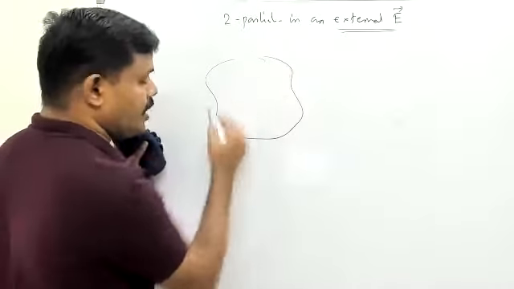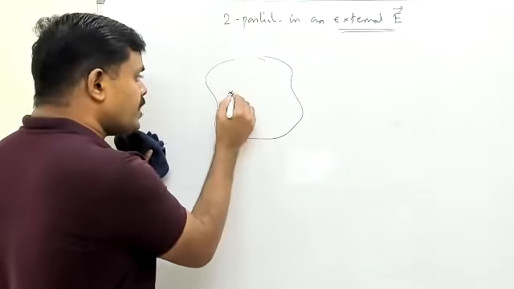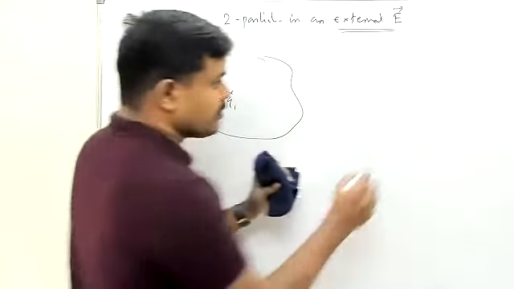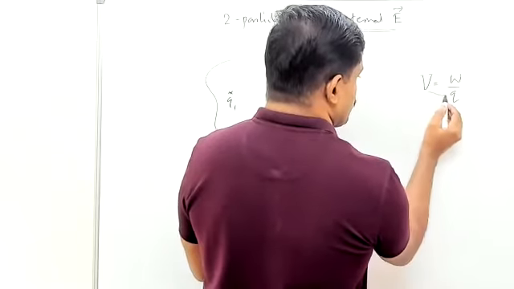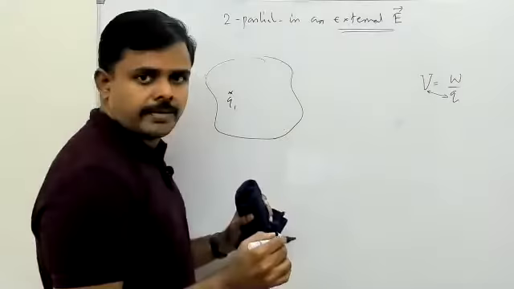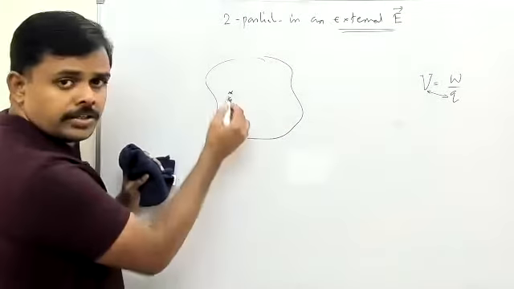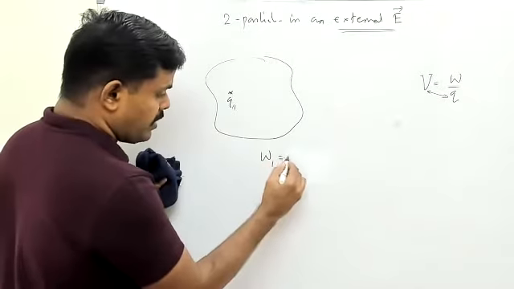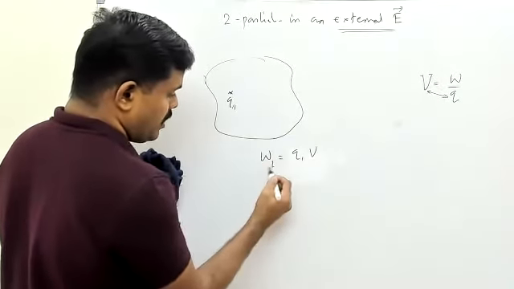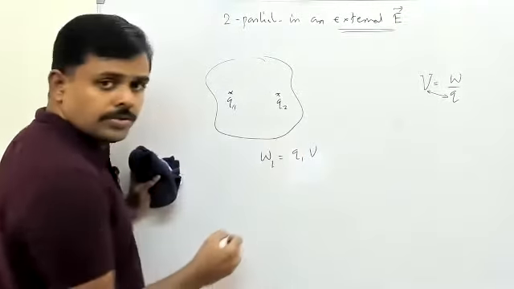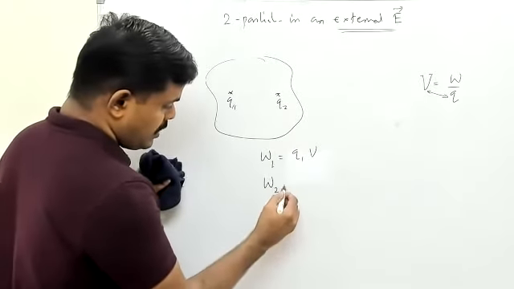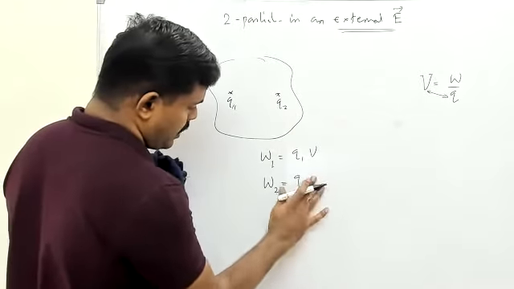This is an external field. Now, into this, Q1 is coming first. What is the work done? Potential's definition is W by Q. So the work done is Q times V. In order to bring Q1 into the field, work done 1 is Q1 into V. Then into this field you are bringing Q2. What is the work done for that? Work done for that is Q2 times V.